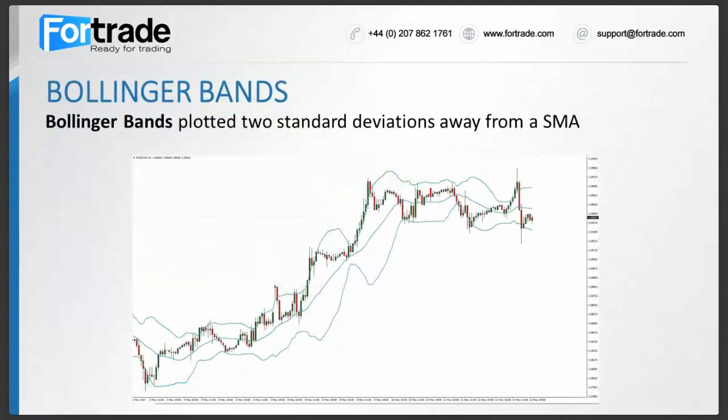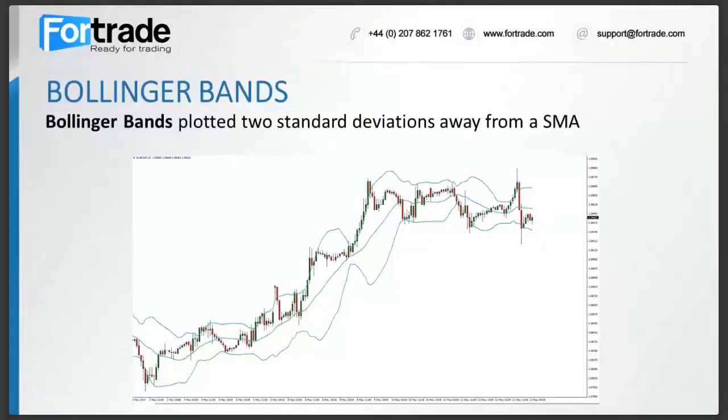Bollinger Bands. Bollinger Bands, which I'm sure you've heard of, are a highly popular technical analysis technique. A Bollinger Band is plotted 2 standard deviations away from a simple moving average. So it is made of a SMA, the middle line, and then 2 standard deviations plotted away from it.